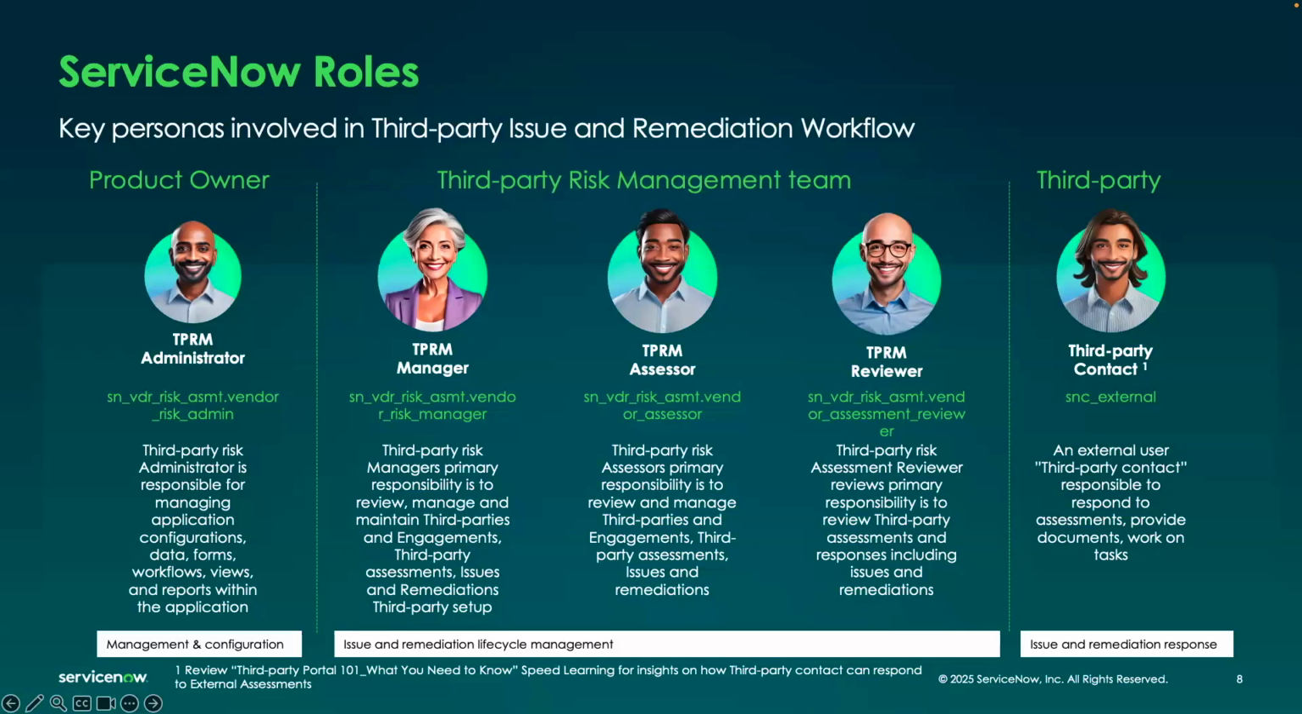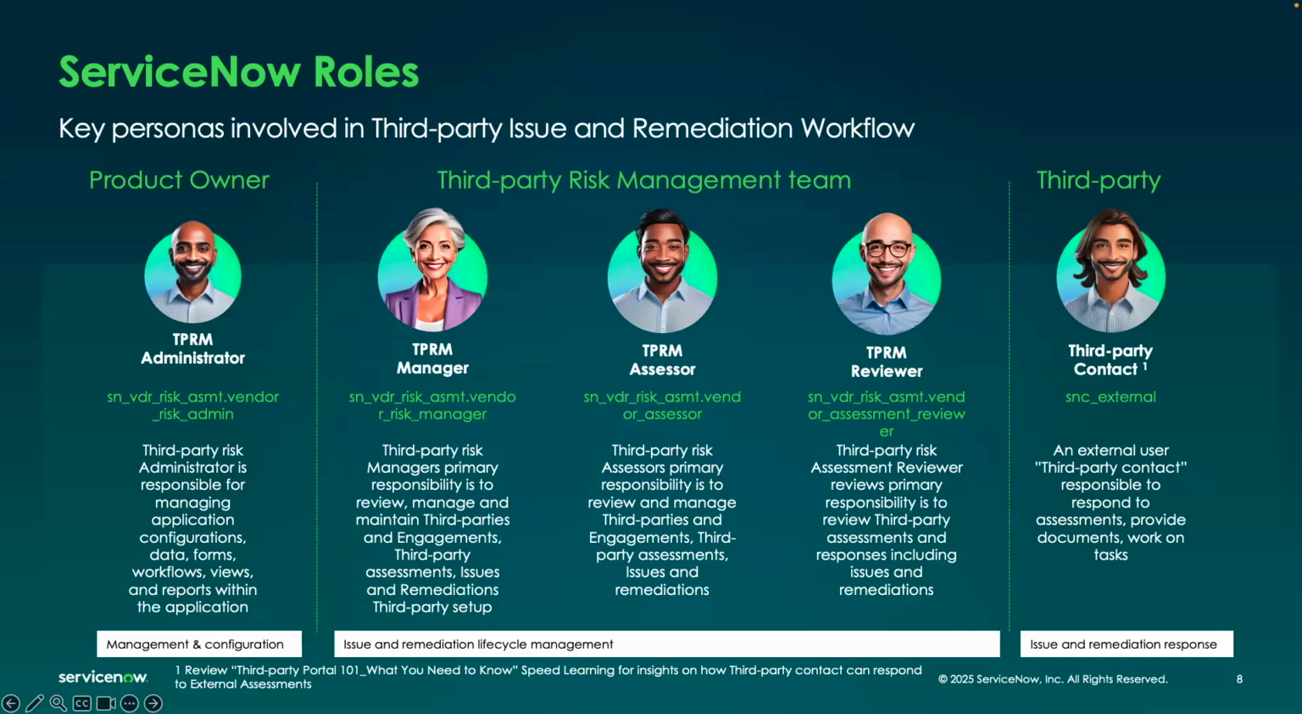Okay, let's talk about roles and context of third-party risk issue and remediation management. The personas that play a key role in conducting issue and remediation management are third-party risk administrator, third-party risk manager, third-party risk assessor, third-party risk reviewer, and third-party contact. Broadly speaking, third-party risk managers and administrators oversee the life cycle of third-party and engagement, issue, and remediation activities. They are responsible for identifying, coordinating, reviewing, and managing issue and remediation tasks. Although the administrator is more responsible for the backend activities that would support these processes.